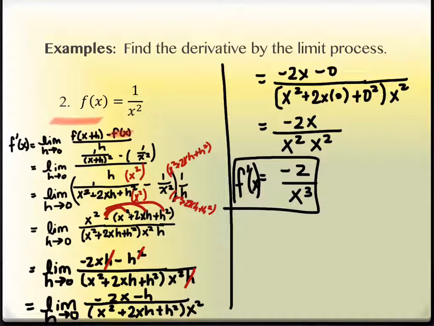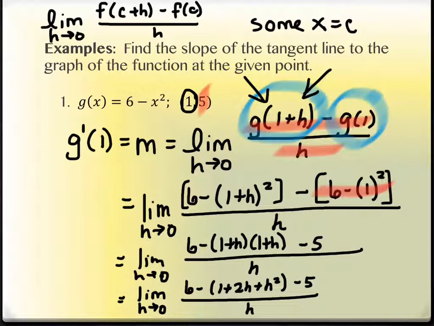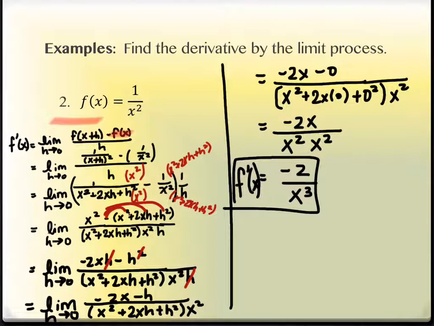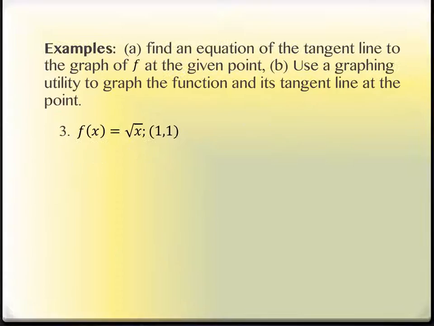So we're going to take a look at yet another example, a different type of one. So the first one we did over here was actually a polynomial, 6 minus x squared. This one's a rational function, 1 over x squared. And the next one we're going to do is a radical function, okay? And this one actually gives us the point (1, 1), but I actually think it's easier to do the problem without the 1, 1 plugged in, and we'll plug it in at the end, okay?